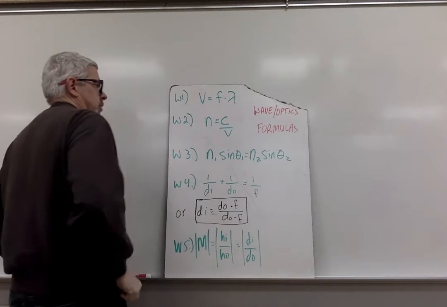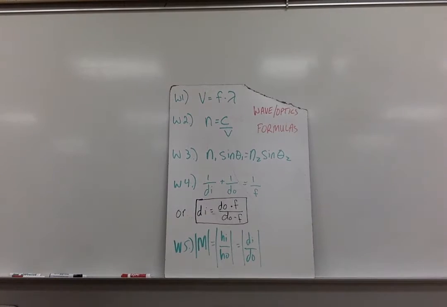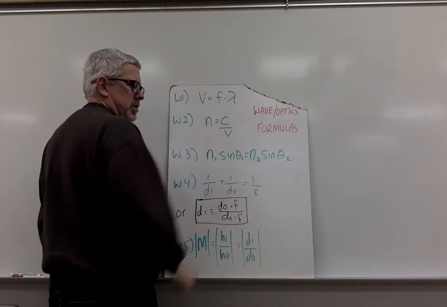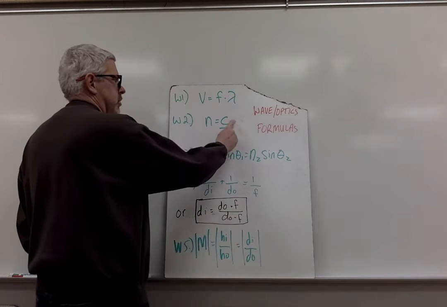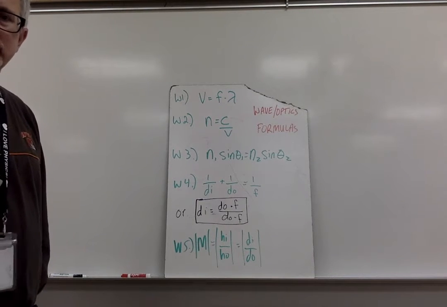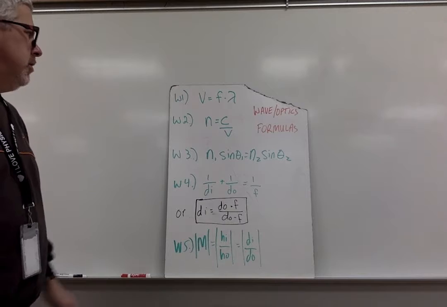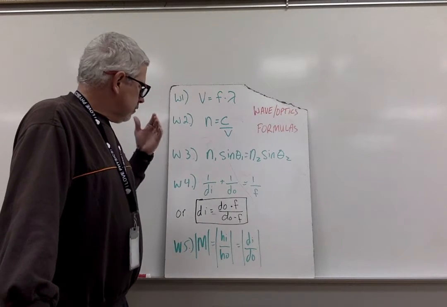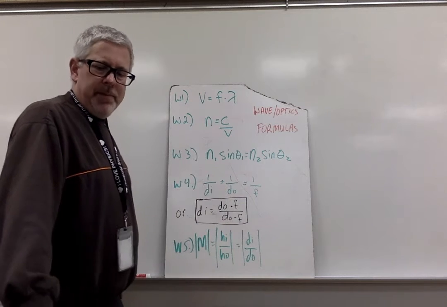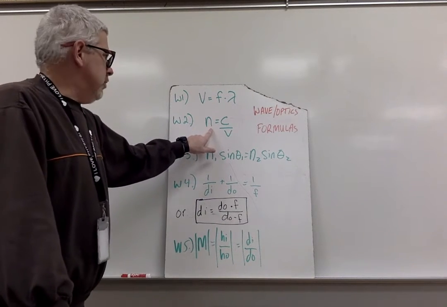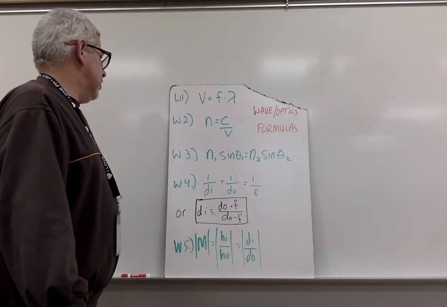W2 is the relationship between index of refraction, speed of light, and speed in a substance of different optical density. So C stands for speed of light in a vacuum. That's 3 times 10 to the 8th, or 300 million meters per second. V is the velocity of an object in something that is more optically dense than a vacuum. N is that index of refraction, which is simply the ratio of those two things.